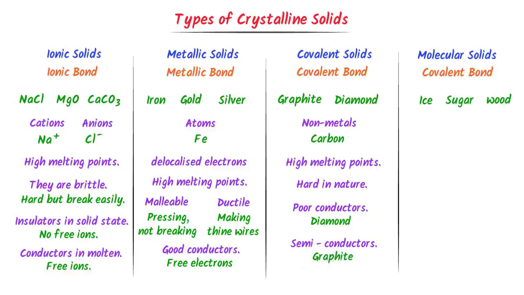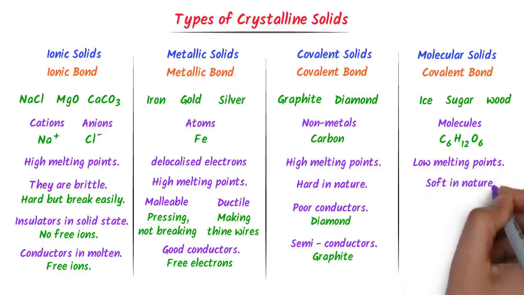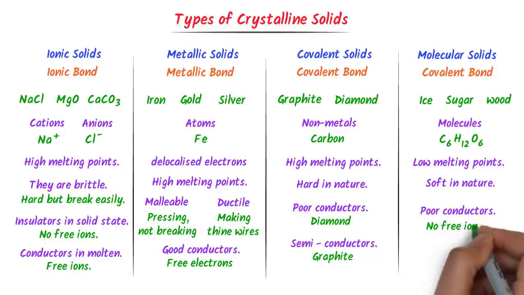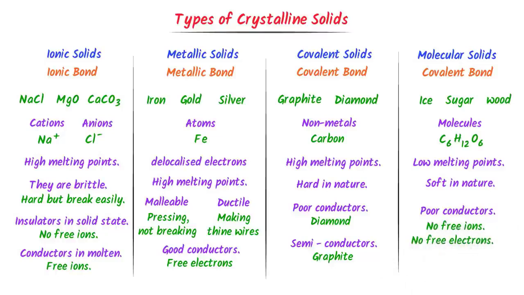Lastly, molecular solids are made up of molecules like sugar. Secondly, they have low melting points. Thirdly, they are soft in nature. Fourthly, they are insulators or bad conductors of electricity. It is because they have no free ions or no free electrons. Thus, note down these 4 types of crystalline solids.